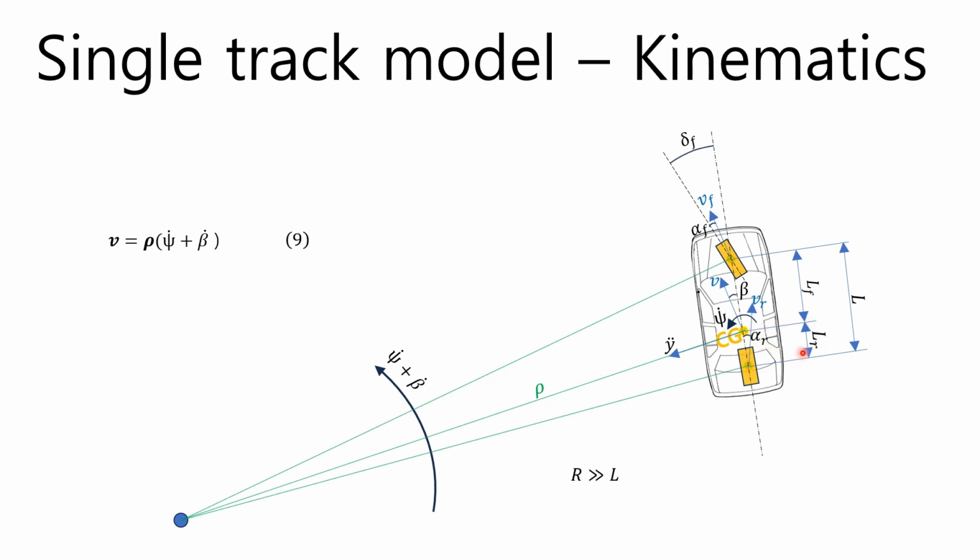Alpha F and alpha R are the slip angles of the front and rear wheels, respectively, and beta is the side slip angle of the vehicle. The psi is the yaw angle and the psi dot is the yaw rate. In this case, the vehicle is turning at the angular velocity of psi dot plus beta dot. Therefore, the vehicle speed V can be expressed as equation 9 by multiplying the radius rho of the curvature by the angular velocity sum of psi dot and beta dot.